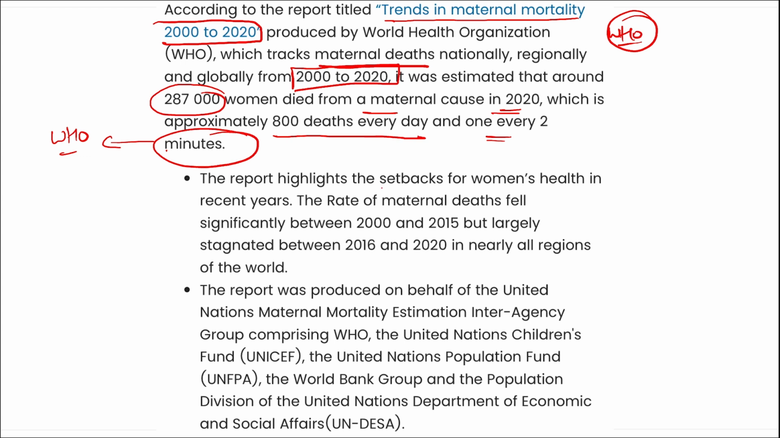The report highlights the setbacks for women's health in recent years. The rate of maternal deaths fell significantly between 2000 and 2015 but largely stagnated between 2016 and 2020 in all the regions of the world. The report was produced on behalf of the United Nations Maternal Mortality Estimation Interagency Group, comprising WHO, UNICEF, UNFPA, and the World Bank Group.